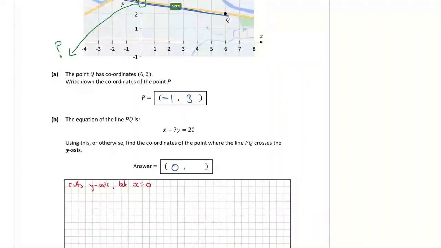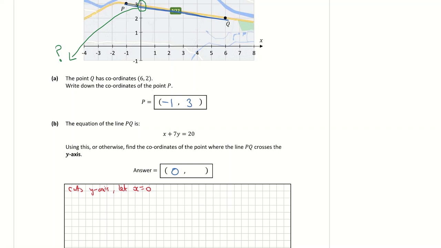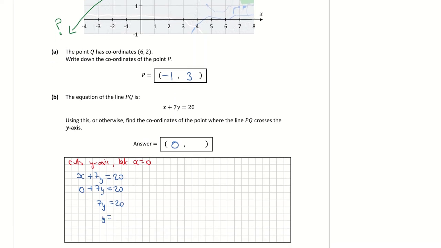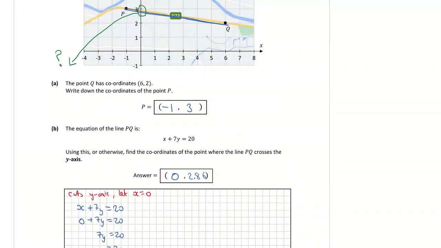And in order to get the y part, I just need to let x equal 0 in my equation of the line, x plus 7y equals 20. So here I just need to basically sub in 0 for x and then go plus 7y equals 20. A little bit of algebra here. I can drop the 0 now, so 7y is equal to 20. And then to get y on its own, I need to divide across by 7. So y is equal to 20 over 7, which is roughly 2.86. You can leave it as a fraction if you want, but I'm just going to put it in as a decimal, 2.86. That looks about right. If you look back at our picture, it's 0 up to, as we said, slightly below 3.